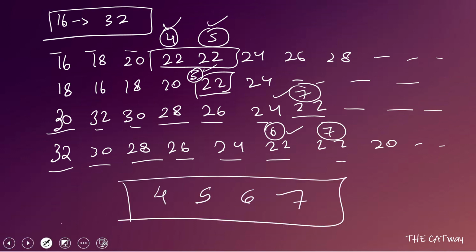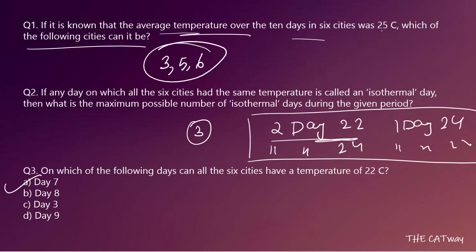Now let's see in the options which day is available. Day 7 is available, 4, 5, 6 are not available. So that means the correct answer is going to be day 7. That is, the answer is going to be option number A.